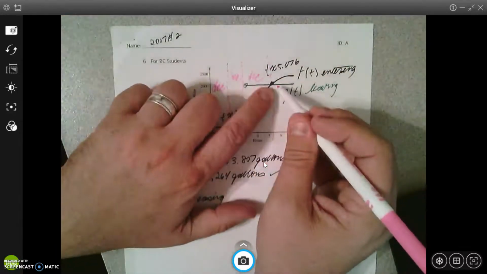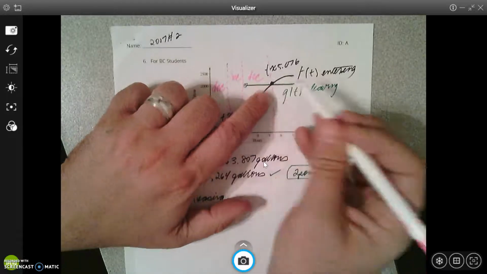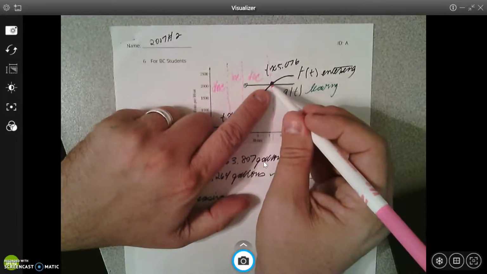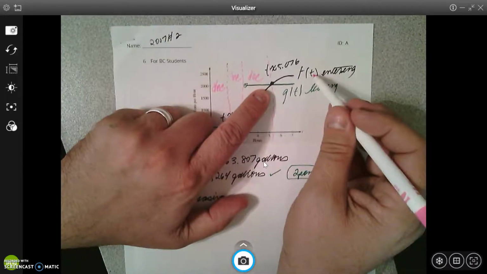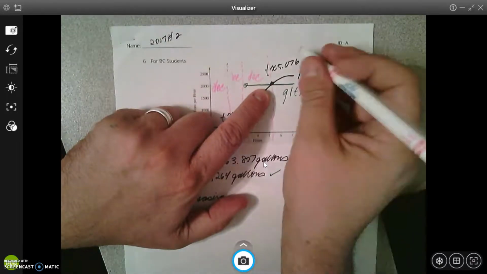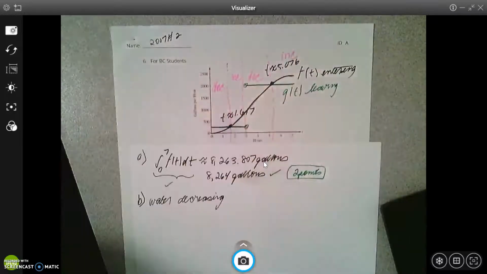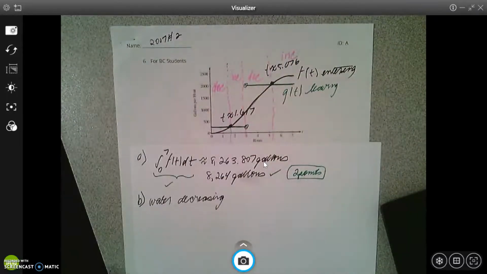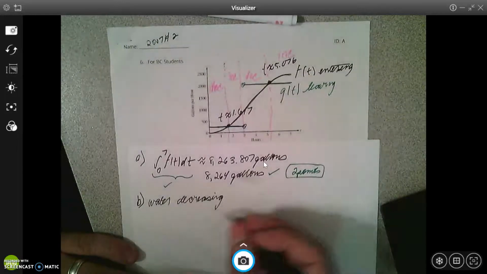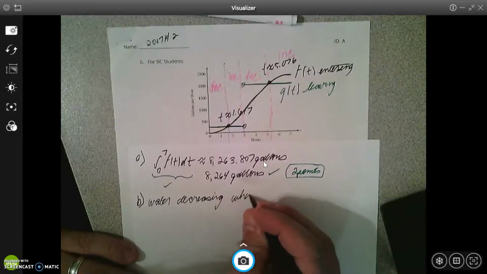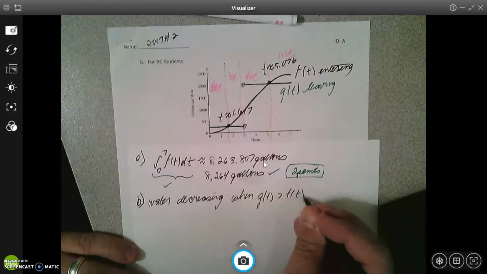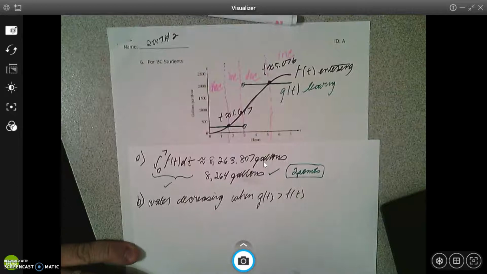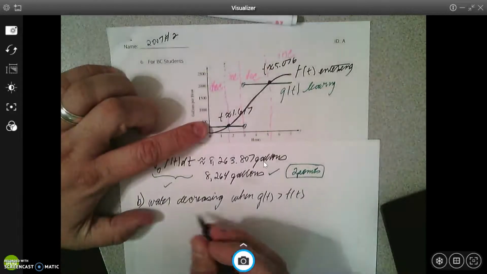I'm going to continue decreasing until this next intersection point. And from this second intersection point all the way until t equals 7, water enters faster than it leaves, so the water level is increasing. So let's summarize this. When is the water level decreasing? Water level decreasing when g of t is greater than f of t. And now tell me the intervals where that happens.